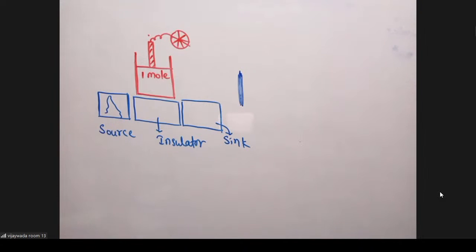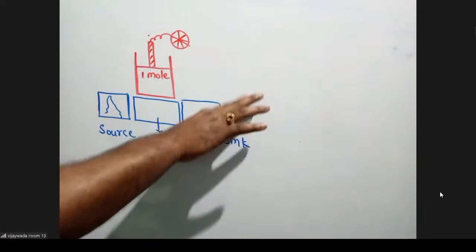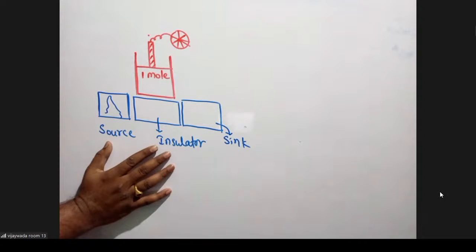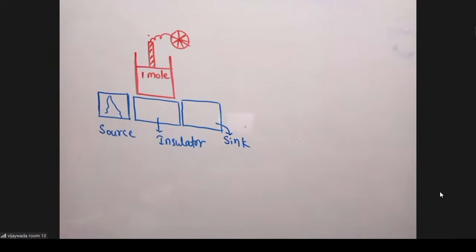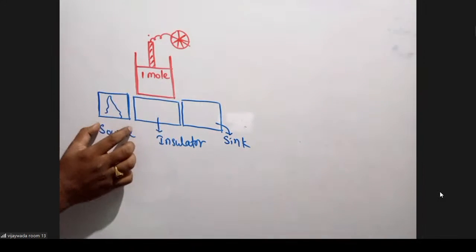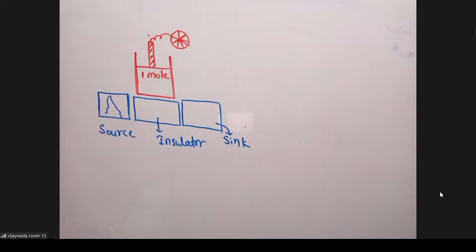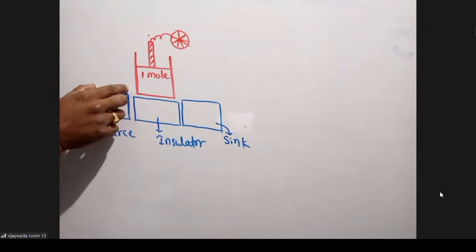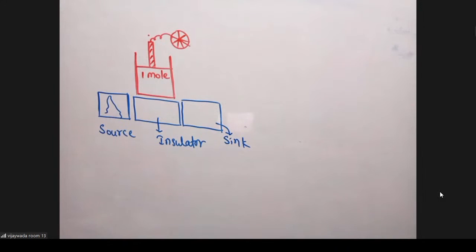I repeat again. See, this is the heat engine construction, students. First of all, this cylinder is attached to the source. What is the source? Source is a high heat energy producer. So in the isothermal process, temperature is constant. To keep the temperature constant, the gas expands. When gas expands, the piston moves upside.